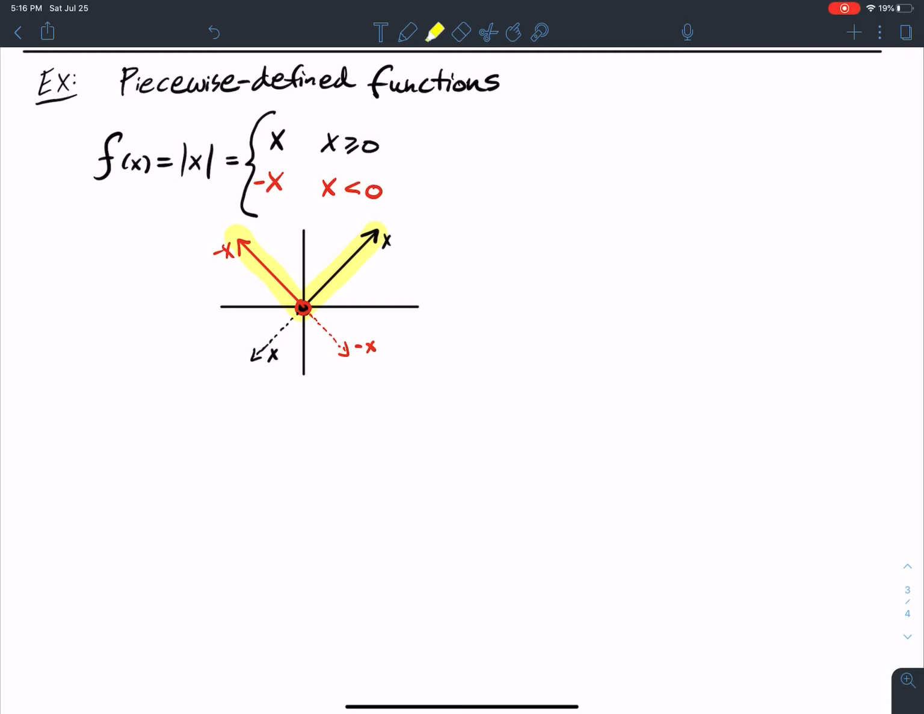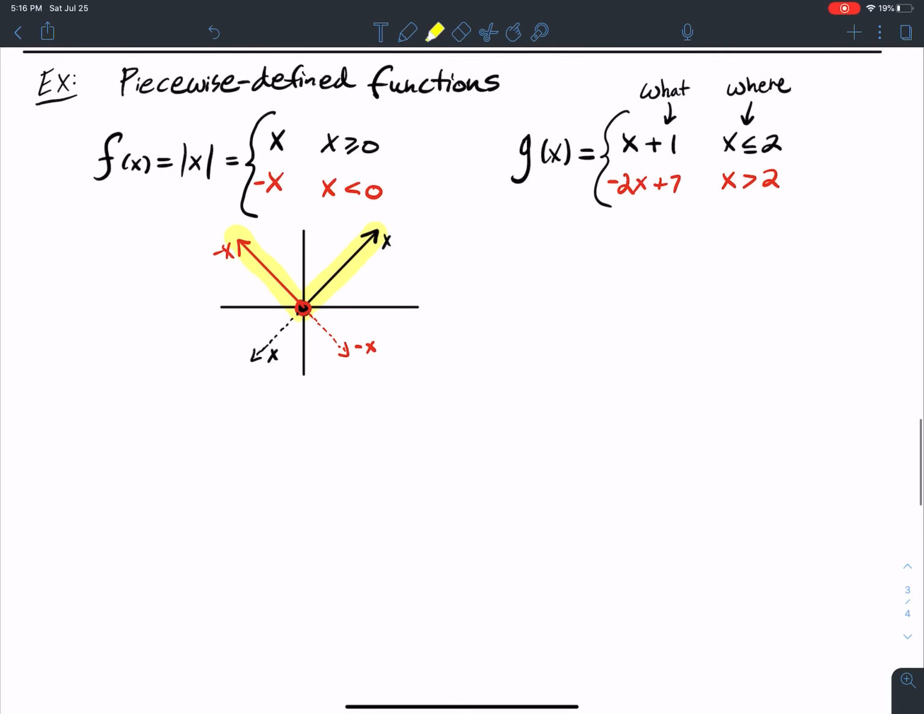So let's take another example. We're dealing with two lines here. The first line is x plus 1, and then the second part is where it's true. So where do I use the line x plus 1? I only use it for x values that are less than or equal to 2. Where do I use the line negative 2x plus 7? I only use it for x values that are greater than 2. So the first part is less than or equal to 2. The second part is greater than 2.